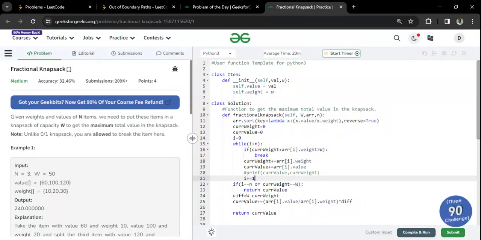Today we are at problem of the day 26 for the January month on Geeks for Geeks, and we again have a very good question in front of us. Let's see what this question is. It's a medium level question named Fractional Knapsack.